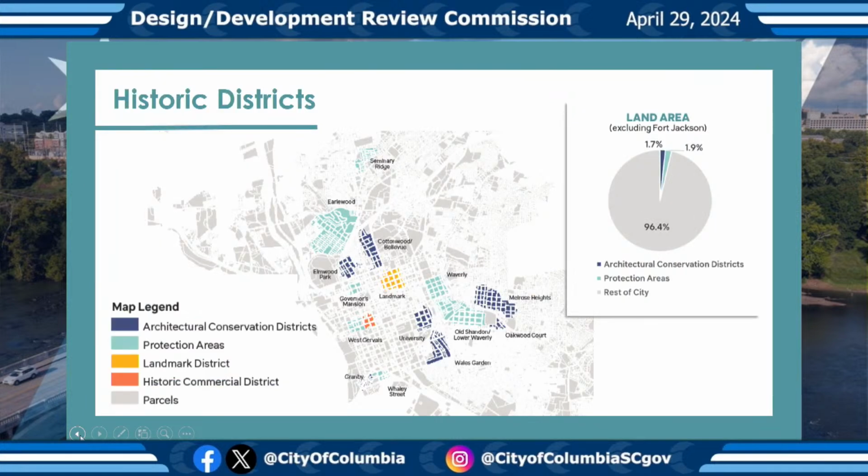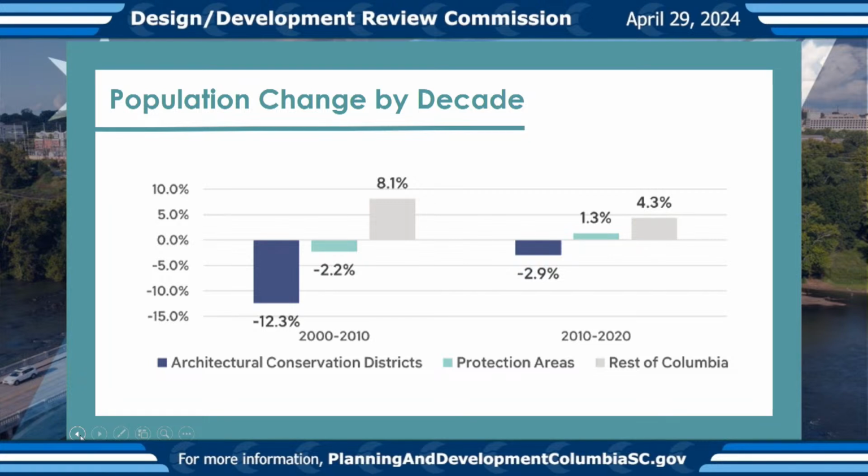So they looked at all of our historic districts in order to gather this information. So you can see all of those listed there. They excluded Fort Jackson since that skews data, since it's such a large area. And this is just showing that our historic districts take up maybe 3.5 or 3.6% of the city's land area, so quite a small percentage of the city overall.